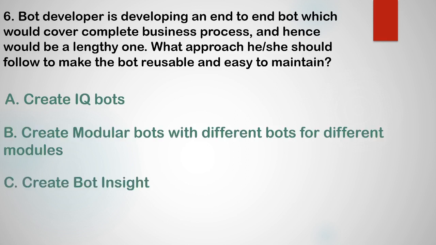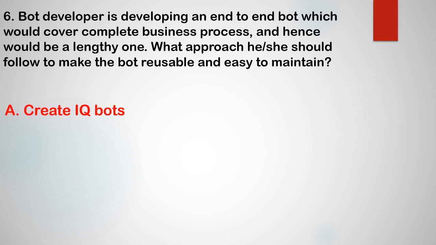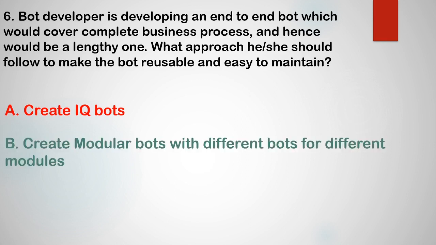Looking at the options, the first option is create IQ bots. This is an incorrect option. IQ bot is used to extract data from unstructured documents and create a document with structured data. So IQ bot is not going to make the bot reusable and easy to maintain. So this is an incorrect option. The next option is create modular bots with different bots for different modules. This one is a correct option. If we create different bots for different modules, then the bots can be reusable and easy to maintain.